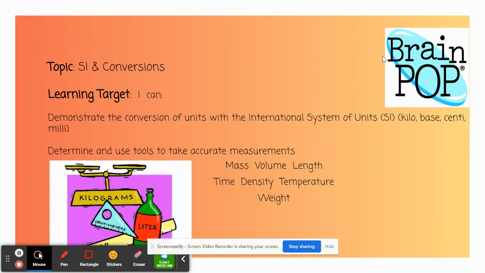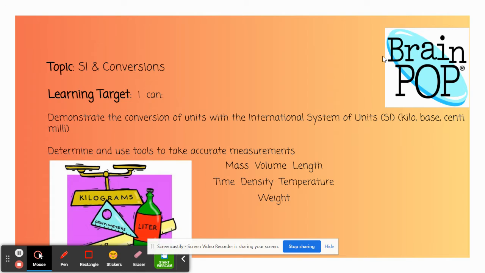Our learning target for today is quite long. We're going to demonstrate the conversion of units with the International System of Units. It's also known as SI. The ones that we're really going to focus in on are kilo, base units, centi, and milli.